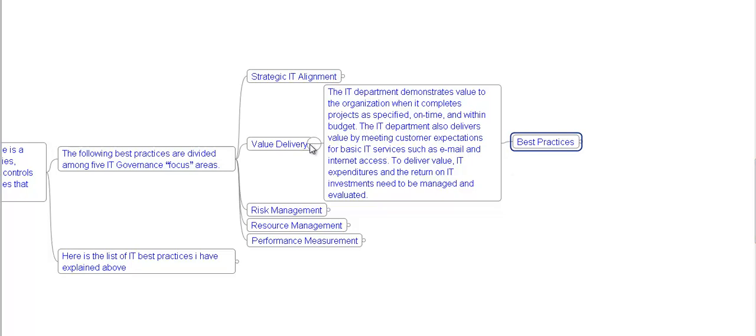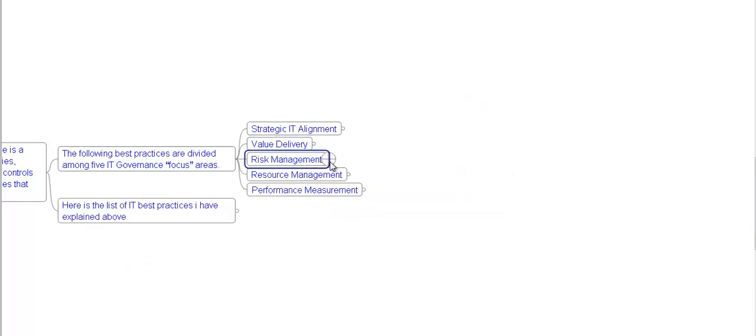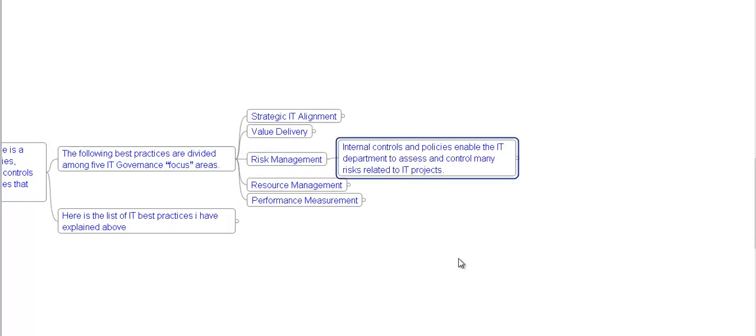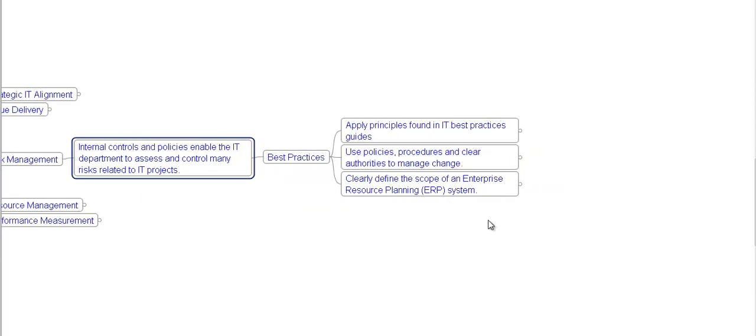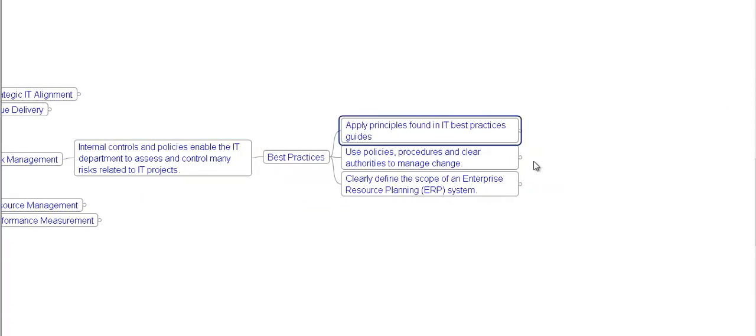Now we'll see risk management. Internal controls and policies enable the IT department to assess and control many risks related to IT projects. Best practices: apply principles found in IT best practice guides, use policies, procedures, and clear authorities to manage change, and clearly define the scope of an enterprise resource planning system.